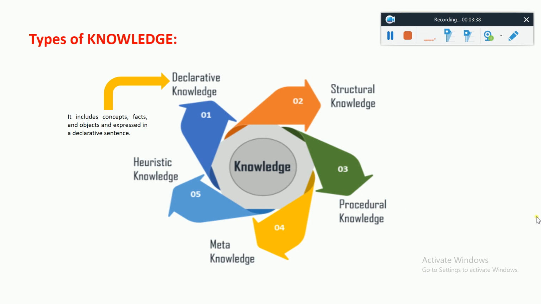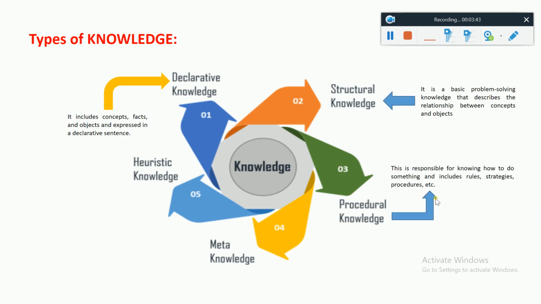The third knowledge is procedural knowledge, and it is also called imperative knowledge. Imperative knowledge is knowing how to do something. That includes rules, strategies, agendas, procedures. So basically, procedural knowledge depends on the task to which it can be applied. Procedural knowledge is totally task oriented. On the basis of the task, we create the rules, the strategies, and the procedures.